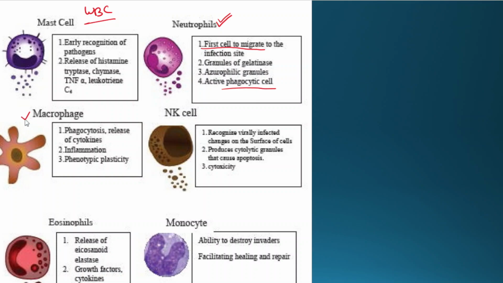Macrophages are large cells and they carry out the process of phagocytosis. Yes, they are also phagocytic cells but larger than the neutrophils. So they attack the bacteria or virus and completely destroy them. There are more cells, NK cells, eosinophils, and monocytes, that also attack the pathogen cells.